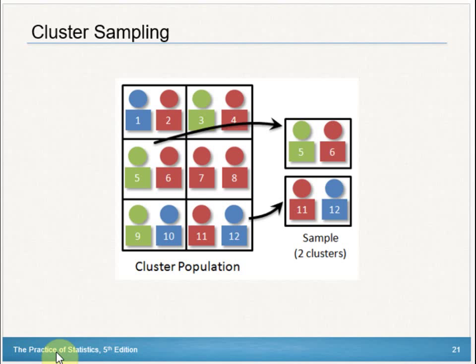So this would be a picture of cluster sampling. They've taken this population. Notice it's the same size population that they showed in the other group, but they've divided them now into 6 clusters, and they've chosen 2 of the clusters, and they're going to gather data from all the members in those 2 clusters. And they would not gather any data from the other 4 clusters.